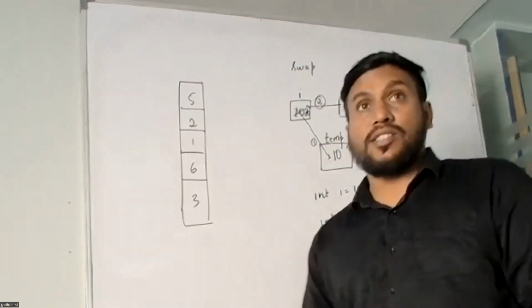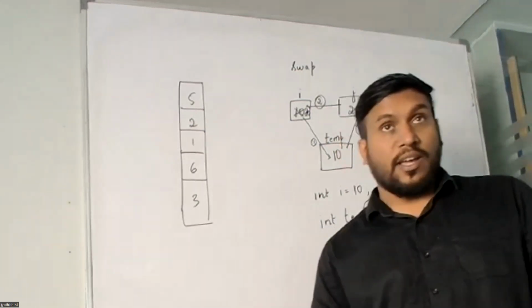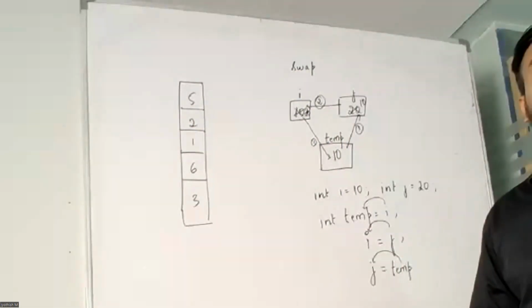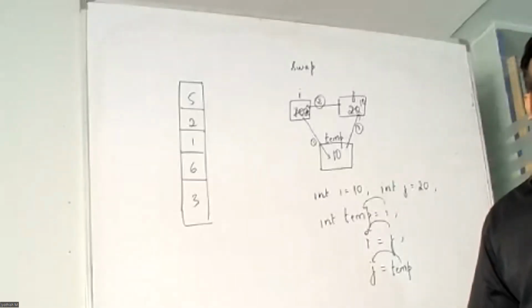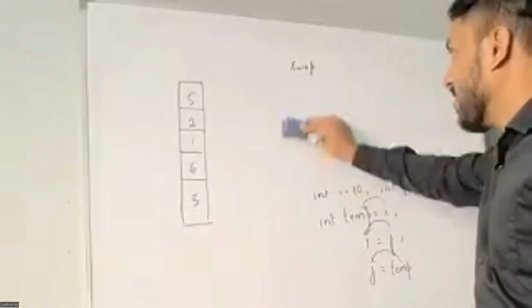So in swapping also, they will ask a swapping program. You should write this. How to swap without using a temp variable, how will you swap? I'll show you. See, listen.